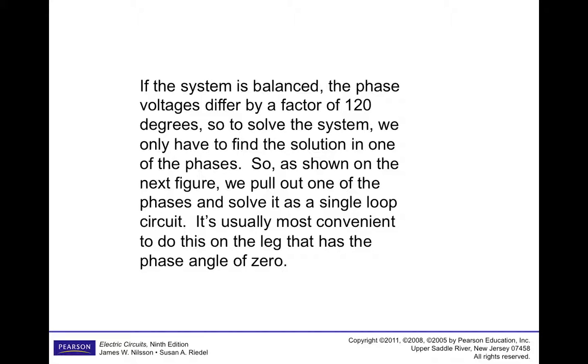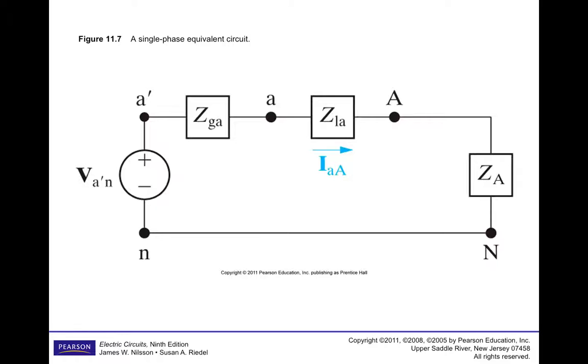So what the next figure shows is how we actually solve the circuit: we pull out what we call a single phase or a single loop equivalent. So we're going to just pull out one of the phases of the three-phase system. And usually it's most convenient to do this on the leg that has the phase angle of 0, which is referred to as the reference phase when speaking of the ideal part of the source. Most of the time problems are set up where the A phase is the reference phase, meaning it'll have a phase angle of 0. And so this just illustrates our single phase equivalent circuit.